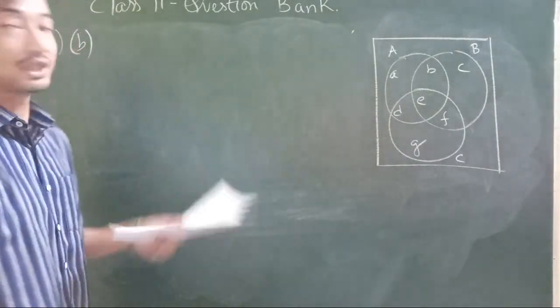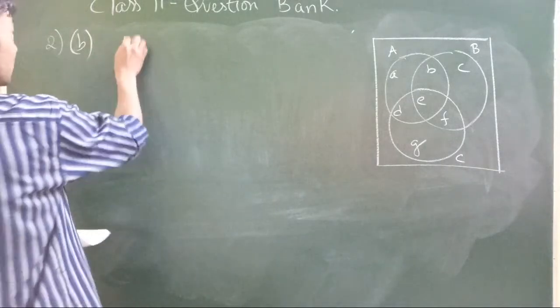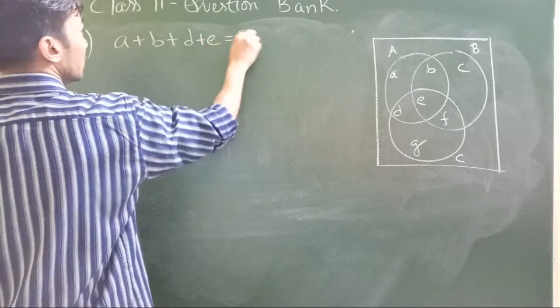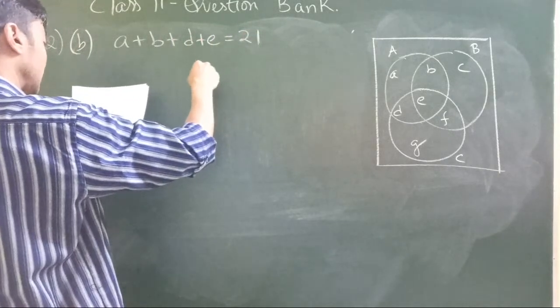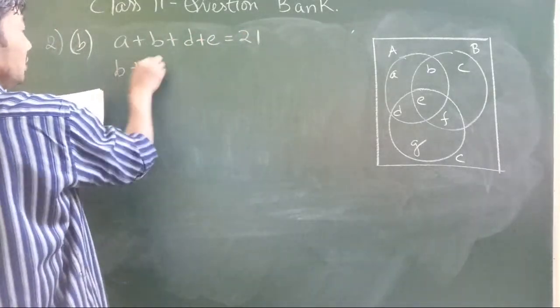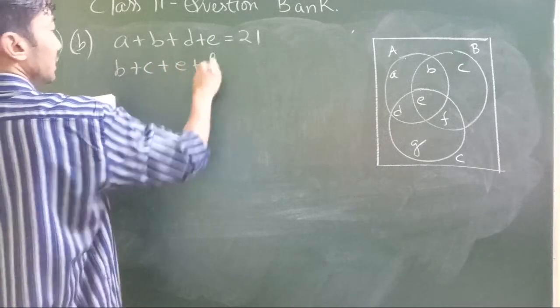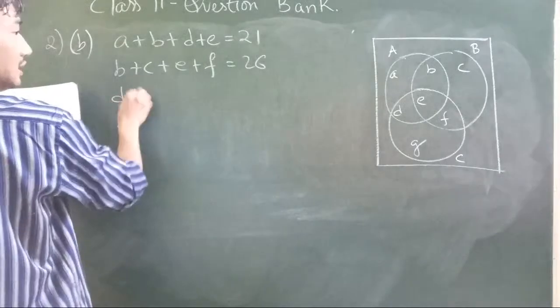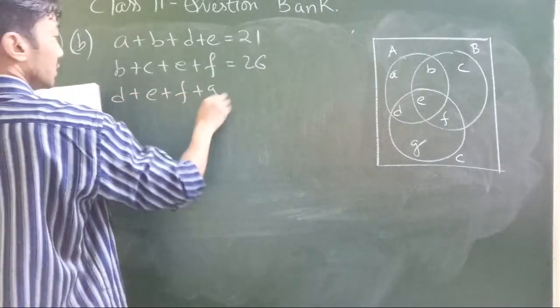21 people like product A, so A plus B plus D plus E is 21. 26 like product B, so B plus C plus E plus F is 26. Product C, 29. D plus E plus F plus G is 29.